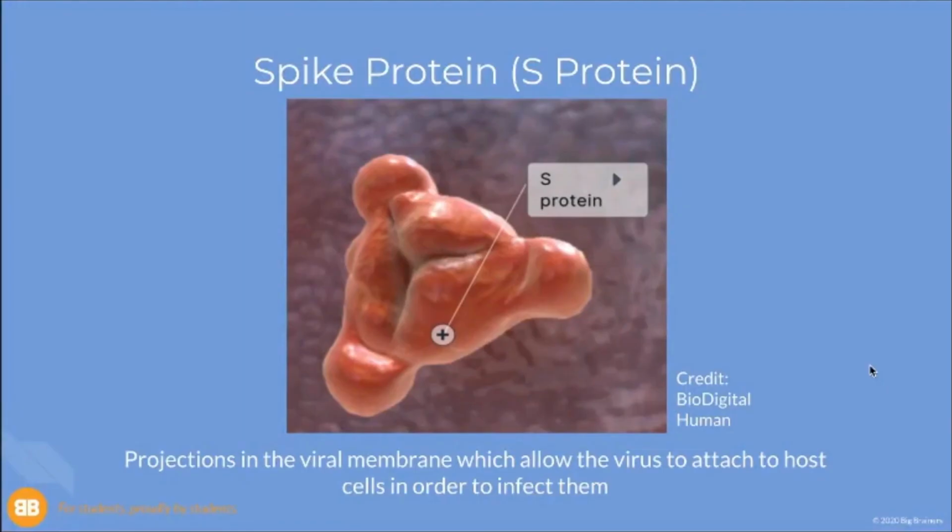Next, we have spike proteins, also known as S proteins. These proteins are seen as attachments to the viral envelope that allow the virus to latch onto receptors located on the surface of potential host cells. These proteins also give the SARS-CoV-2 virus its crown-like appearance under the microscope. The word corona in Latin means crown and is seen in all types of coronaviruses.